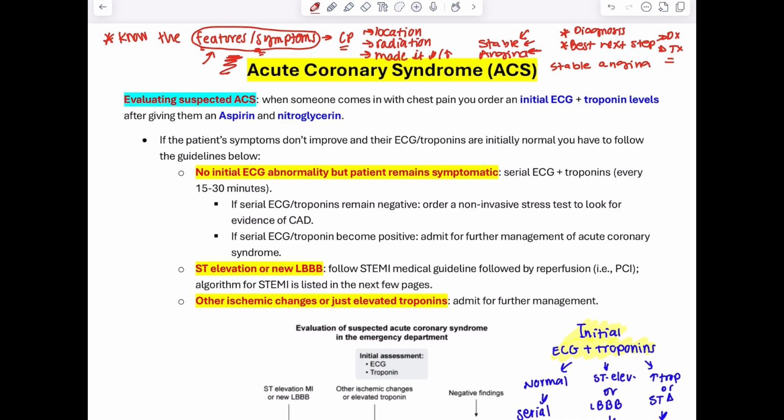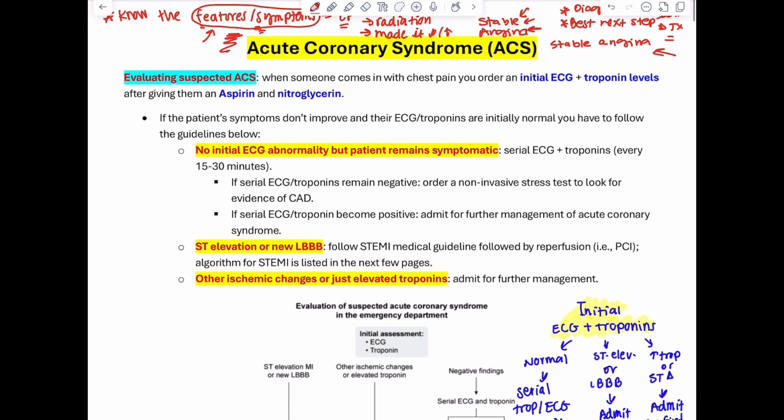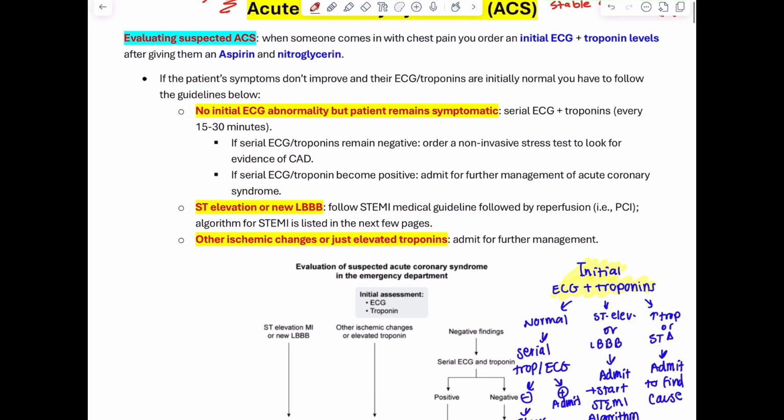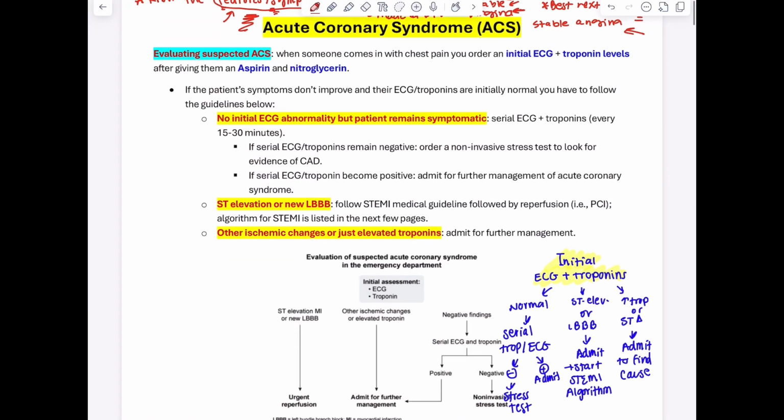So let's get started. This was just kind of a general advice, but we're going to talk about the first thing, which is evaluation for suspected acute coronary syndrome. This is not really testable, quote unquote, but then it's going to set up the framework of how you're going to think about someone with chest pain.